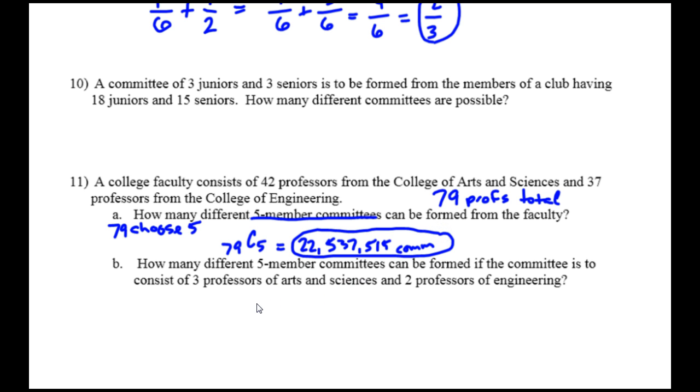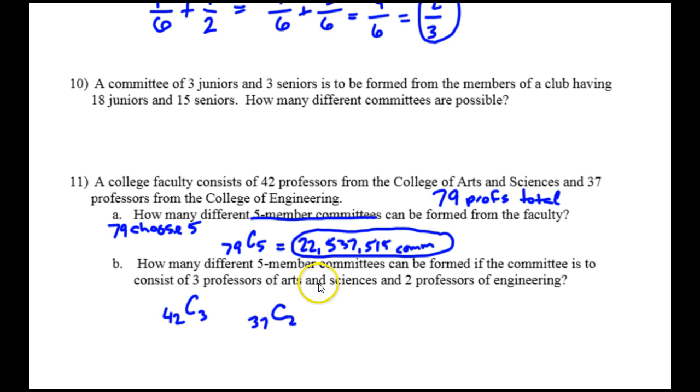Okay, the second part of this question is a little more complicated because there are restrictions on it. I'd like you to read through this question, and play the video after you've had a handle on it. Okay, in this one, I need 5 member committees, but there are some restrictions. I need 3 professors from the arts and sciences. So what that looks like to me is I've got 42 to choose from, and I want 3. Then I need 2 professors from the College of Engineering, of which there are 37. So it's a 37 choose 2.